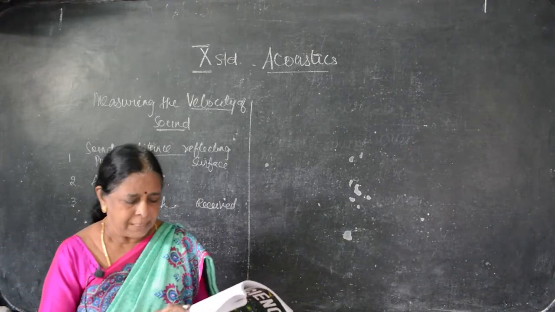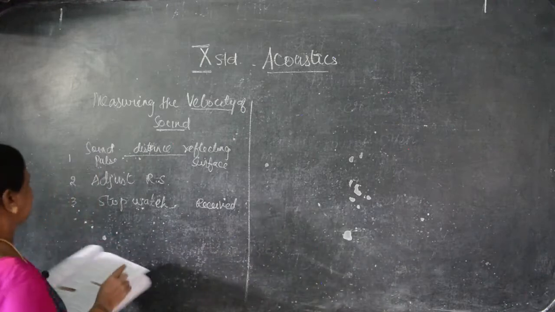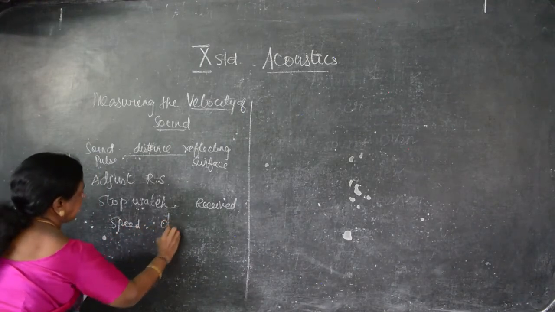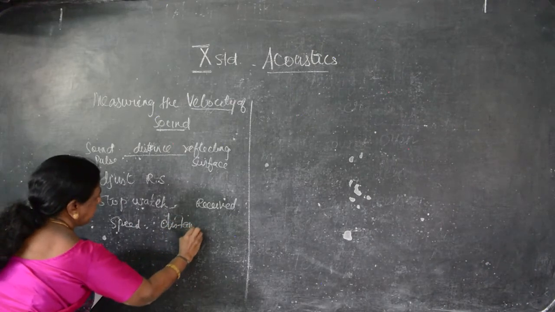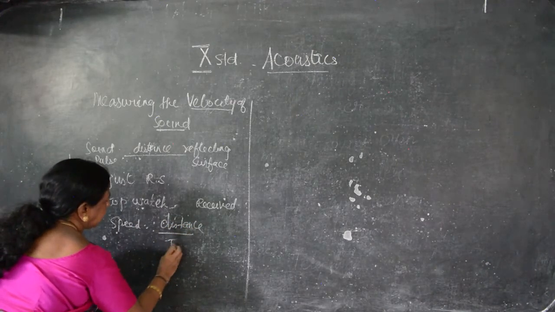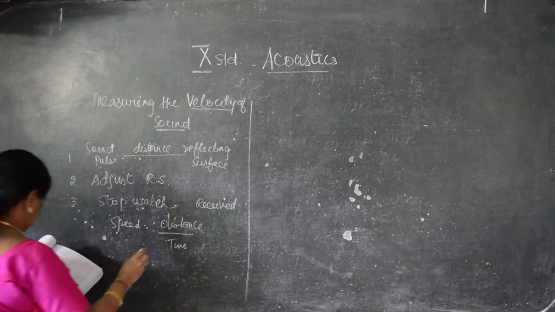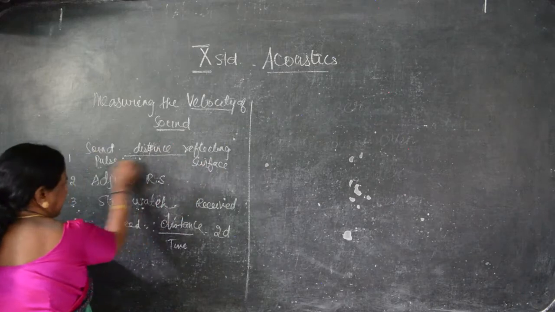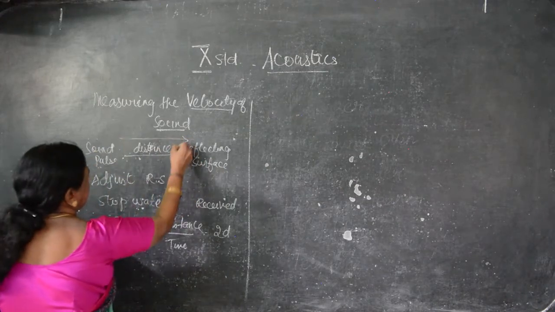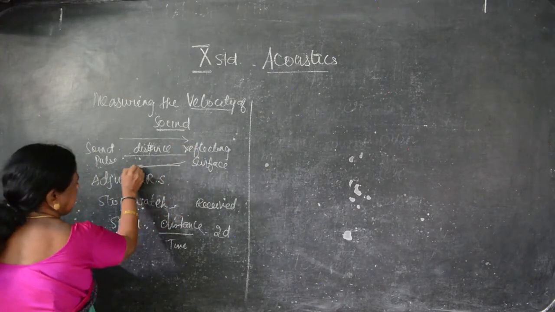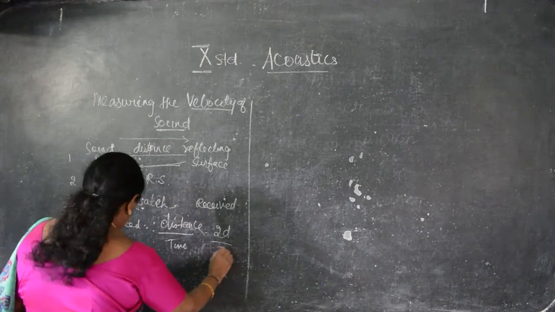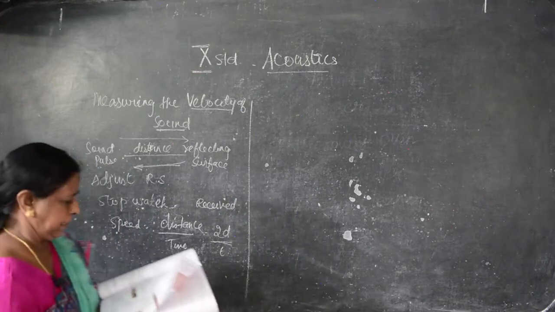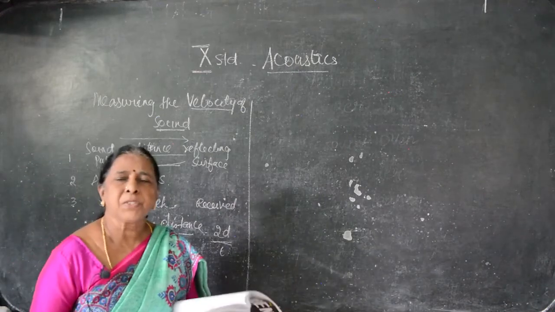Clear? That is, already I said, speed of the sound is distance travelled by time taken. That distance travelled is 2 times the distance, because once it goes and is reflected back, this is one time and that is the second time. Okay, distance travelled and reflected back, divided by the time in seconds, we have to find out. Clear?